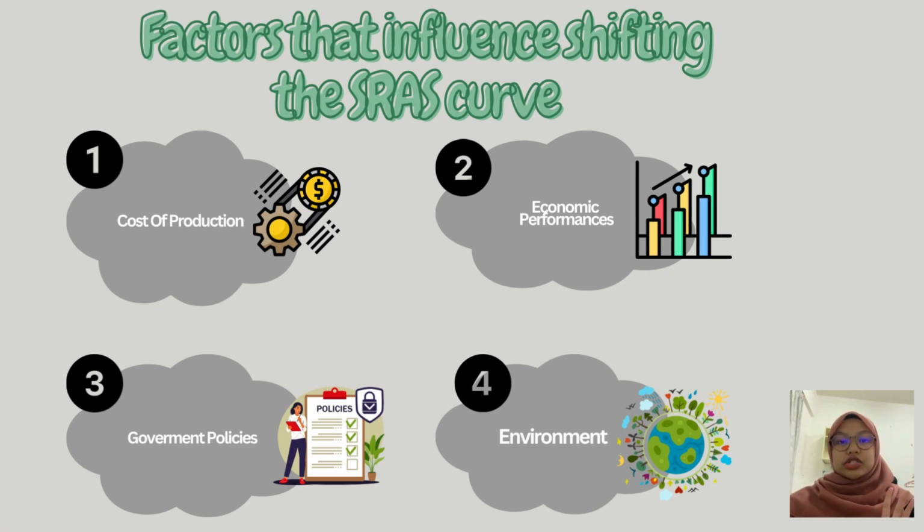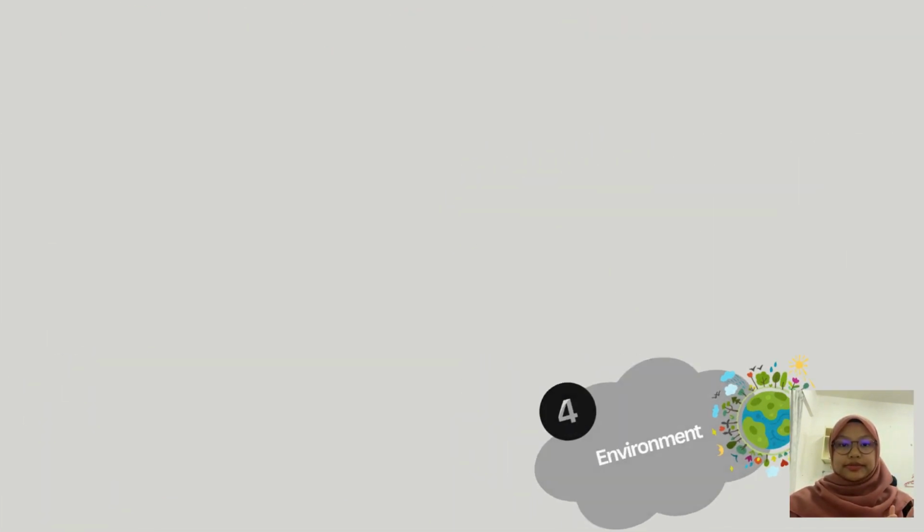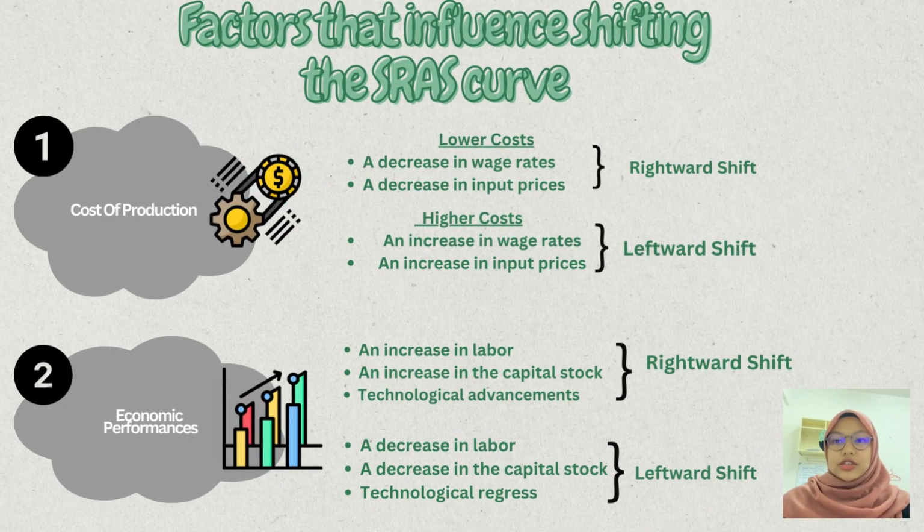Next, let's see the factors that shift the aggregate supply curve. There are four factors: first, cost of production; second, economic performance; third, government policies; and lastly, environment. The first factor is cost of production. There are two things: lower cost and higher cost. Examples of these costs are wage rates and input prices. When this cost decreases, the curve will shift to the right, while if the cost increases, the curve will shift to the left.